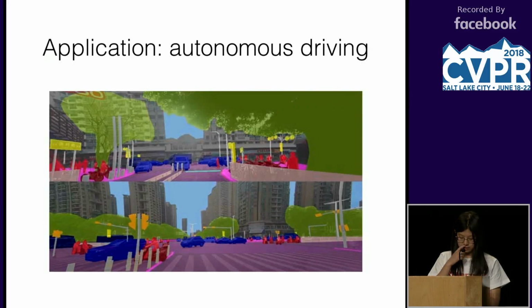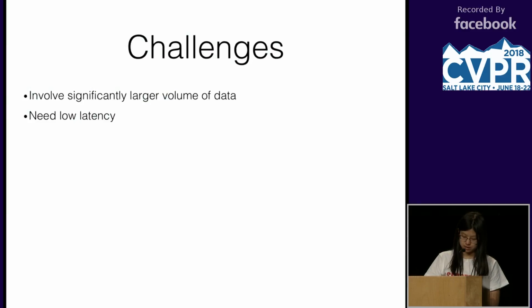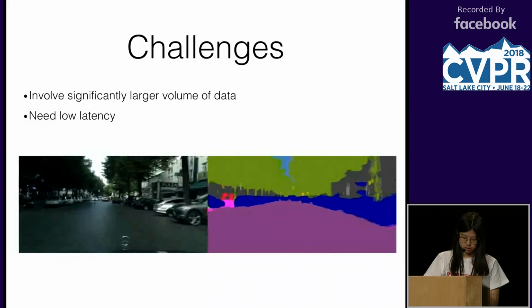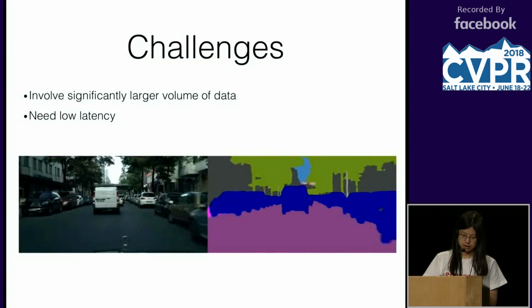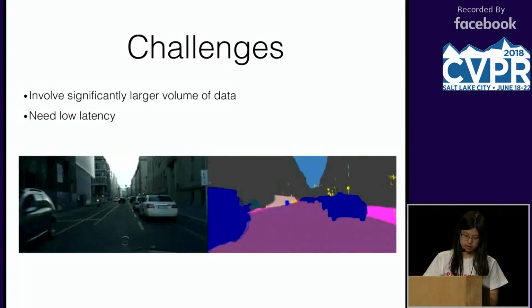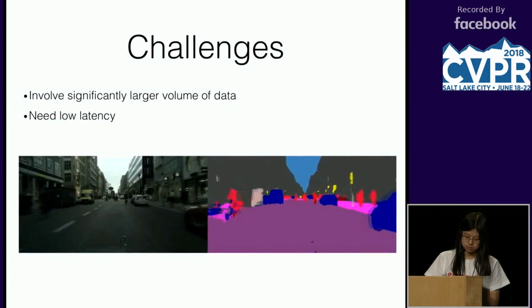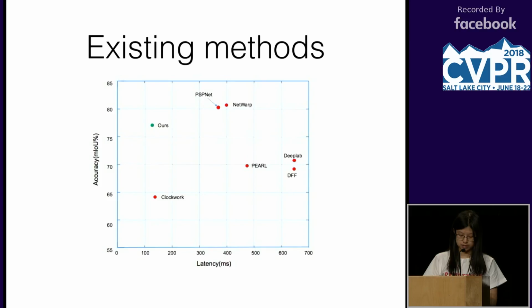The challenges for video semantic segmentation can mainly be divided into two parts. First, it involves significantly larger volumes of data than image semantic segmentation. And second, in a practical system, it should have low latency. For this problem, previous methods cannot achieve both good performance and low latency at the same time.